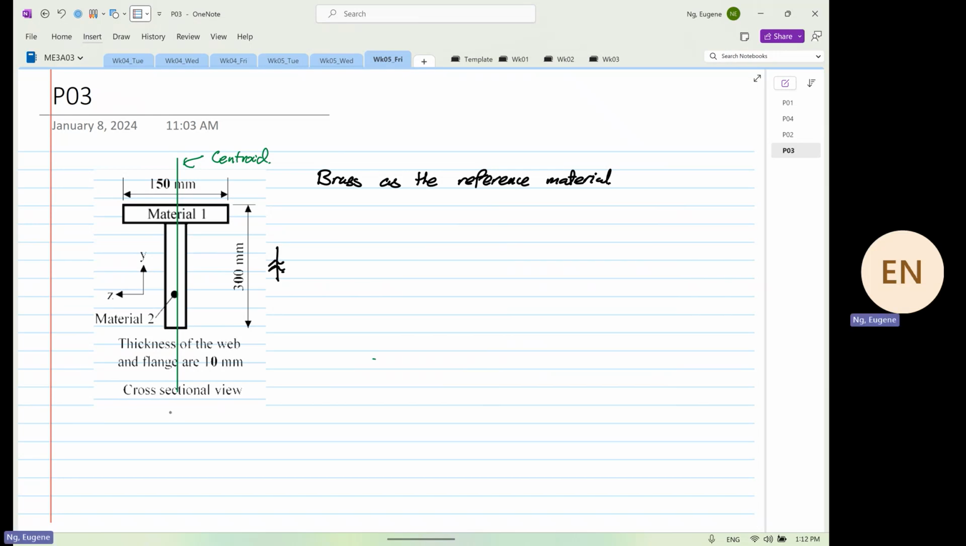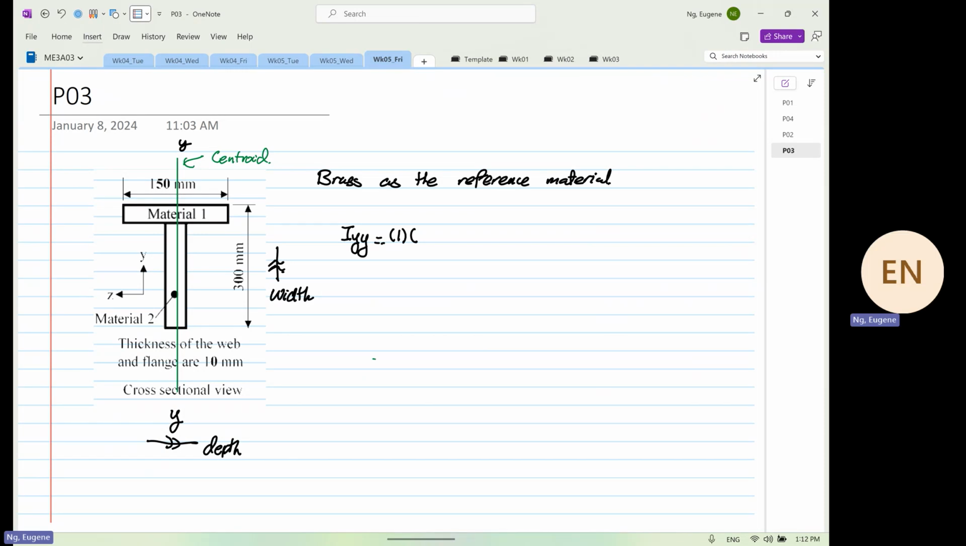Our width, because this is your y axis, this will be your width. And this distance will be your what? Will be your depth. Okay. So therefore, I_yy, I'm going to deal with brass first, which is material number 1. So it will be 1.